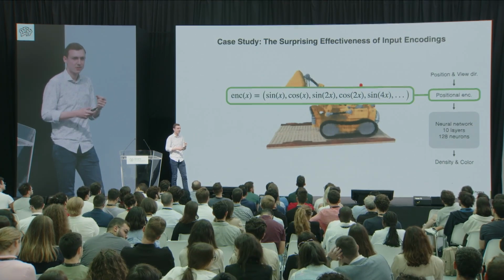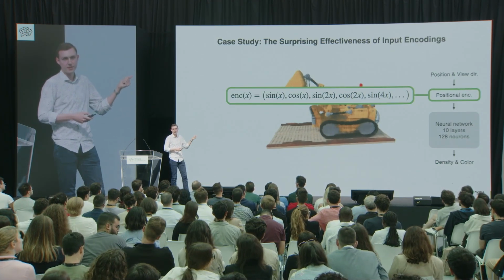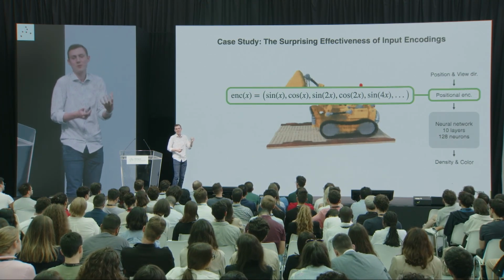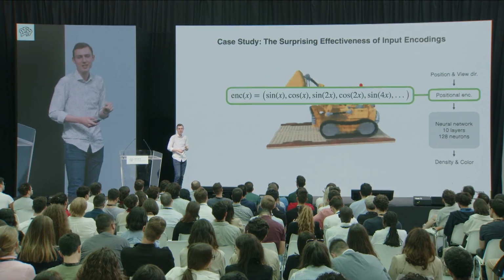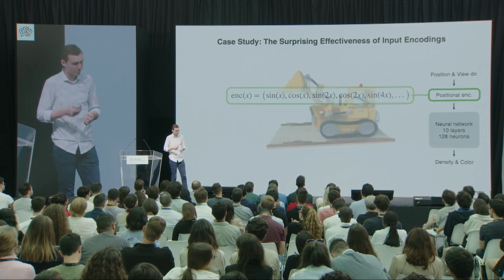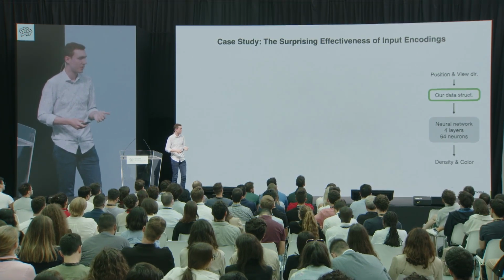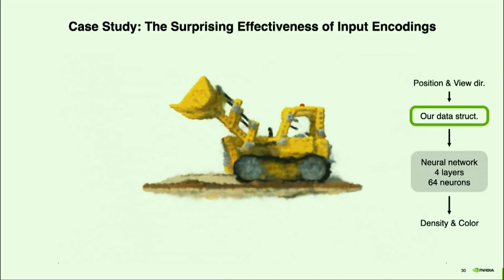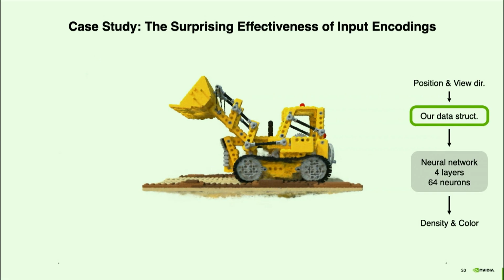So the simplicity of this and the large positive effect that it has basically raises the question of, when we actually do something slightly more complex than a few trigonometric functions, whether we can get more out of this. And that's where the data structure comes in. So yeah, with the data structure, training happens even quicker.